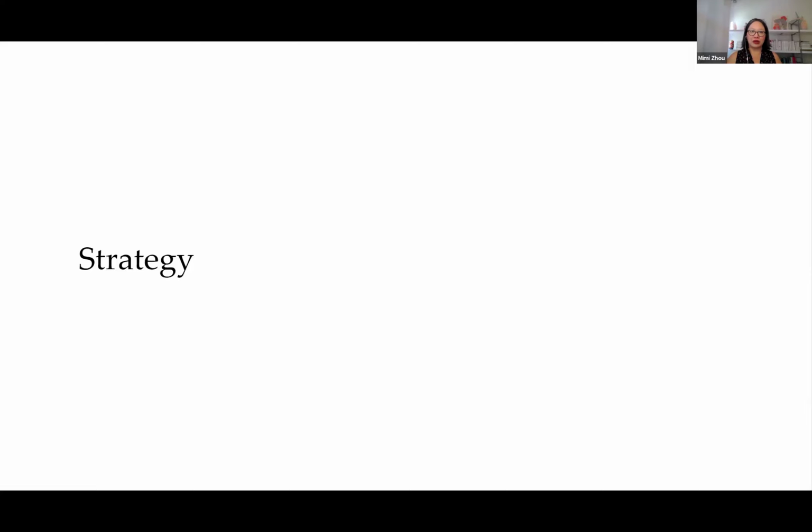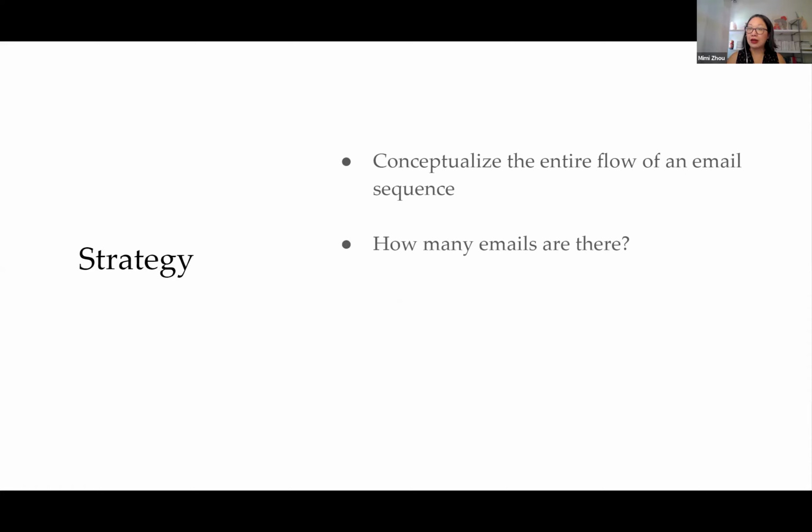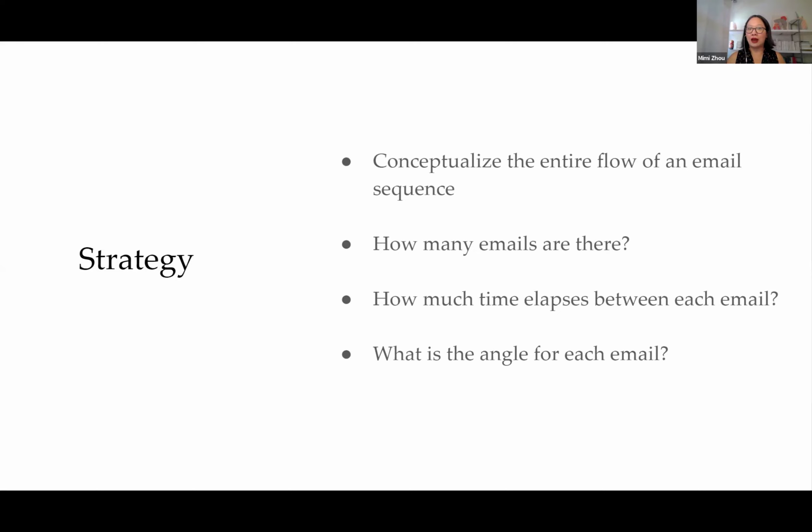When it comes to the strategy of an email sequence, what I mean by that is a conceptualization of the entire flow of the sequence. To do that, we determine a few things, including how many emails are there? Is it a 3 email abandoned cart sequence in 48 hours? Is it a 52 email nurture sequence over a year? How much time elapses between each email? And what is the angle for each email? So these are the things that I determine when I'm thinking about the strategy. And I will show you how I map this out.